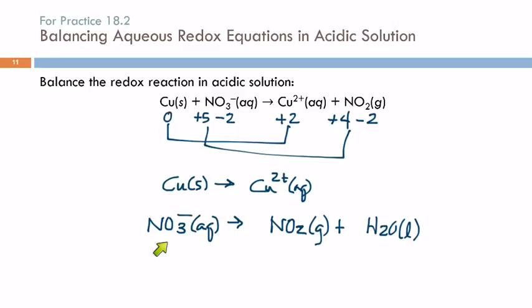So now I've got 3 oxygens on this side of the arrow and 3 oxygens on that side, but now I threw hydrogens in there, and so I have to take care of those. We balance the hydrogens by adding a hydrogen ion.